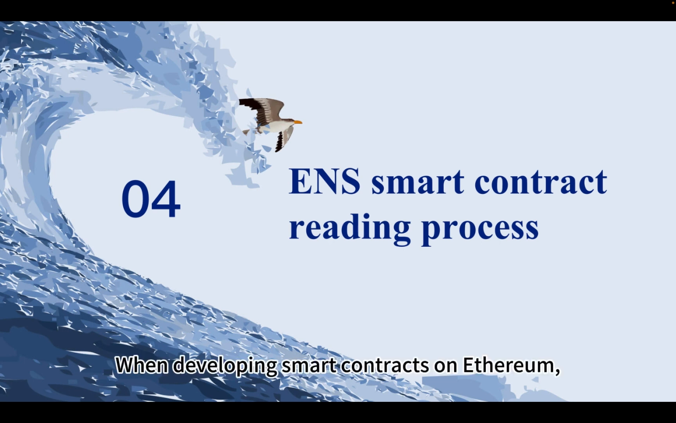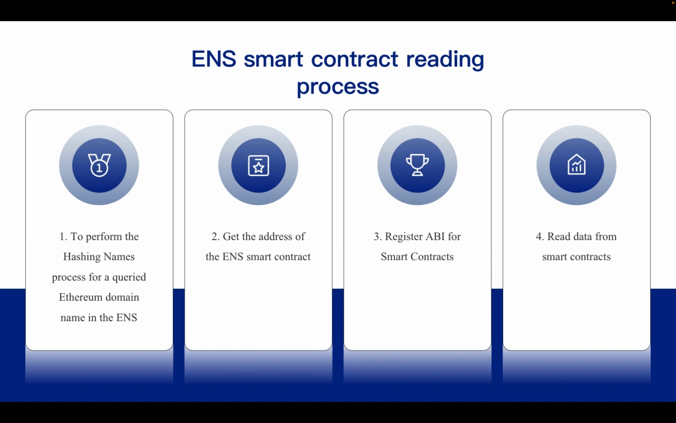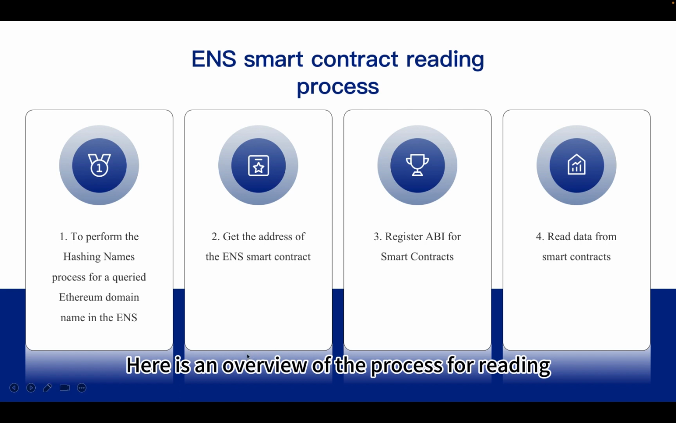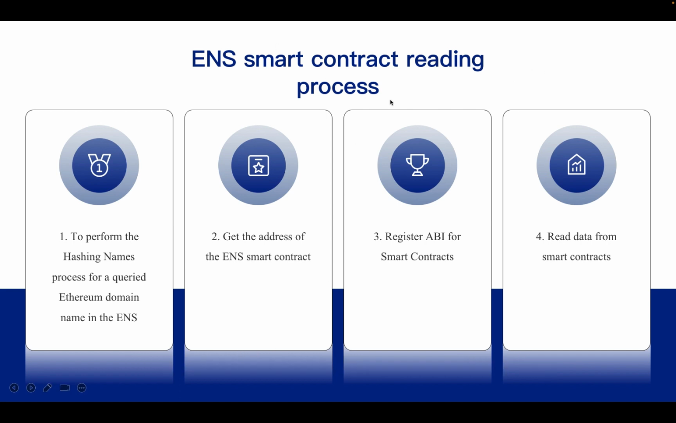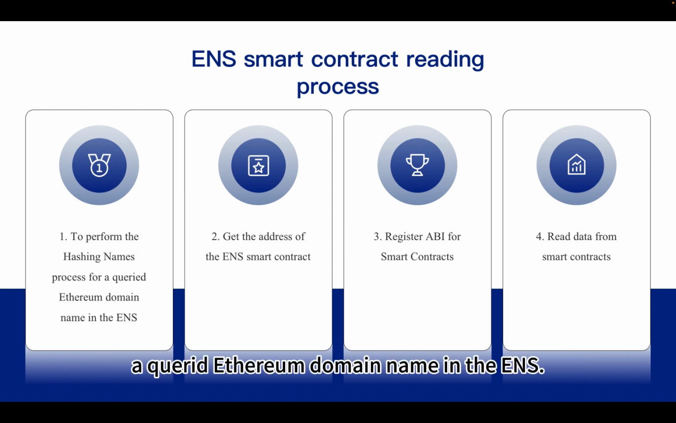When developing smart contracts on Ethereum, reading smart contracts is a fundamental and important operation. Here is an overview of the process for reading the ENS smart contract. The first is to perform the hashing names process for a queried Ethereum domain name in the ENS.